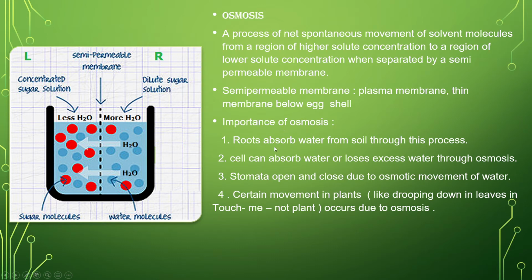As for the importance of osmosis, roots absorb water from soil through this process, and cells can absorb water or lose excess water through osmosis, and stomata open and close due to osmotic movement of water. Certain movements, like in the touch me not plant, the leaves droop due to osmosis. When we touch the leaves, thigmonasty occurs, and the leaves droop down due to osmosis.